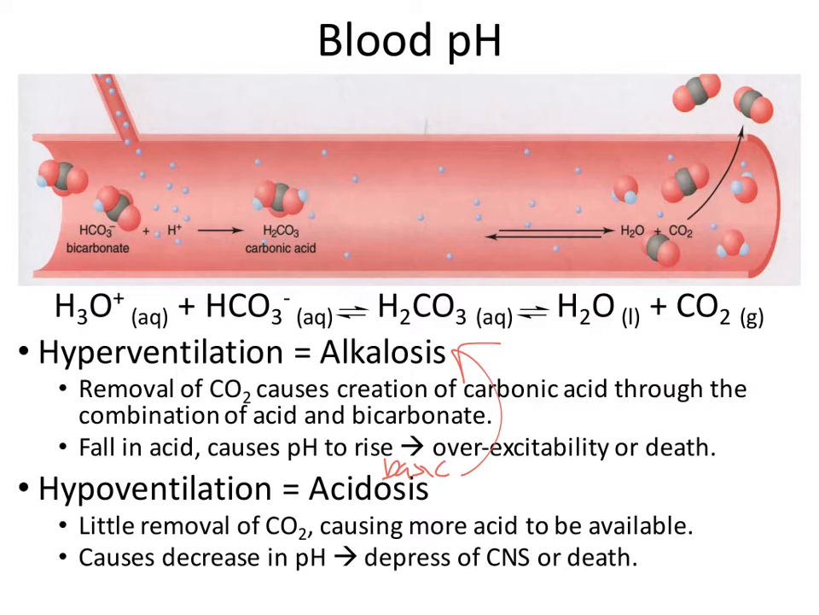If we breathe too slowly, then that means that we're not exhaling enough of this CO2. If we have a lot of the CO2, it's going to push equilibrium to the left to create more carbonic acid, and more carbonic acid will create more bicarbonate and hydronium ion. Because we're producing more hydronium ion, we're going to decrease our pH, aka become more acidic, and this could cause central nervous system depression or, again, even death.